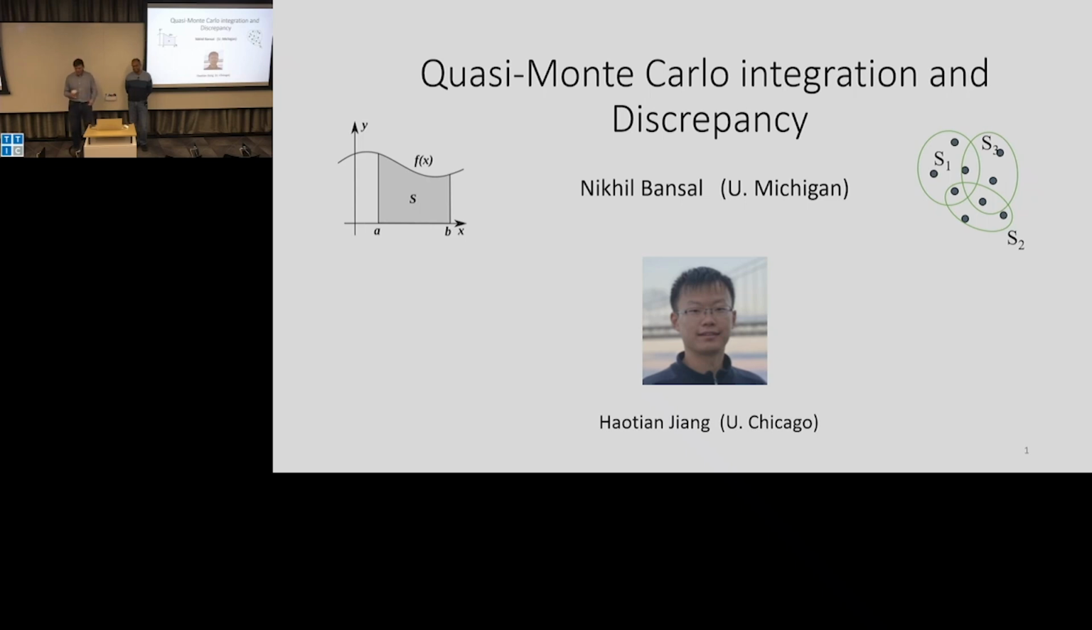So then he went to IBM and became manager of the algorithms group at IBM Watson. And after that became a professor at TU Eindhoven. In 2021, he came back to the US, joining the University of Michigan. Nikhil's won a number of awards: Best Paper Award at FOCS, twice Best Paper Award at ESA, twice the IBM Pat Goldberg Research Award, and is a fellow of the ACM. And he's well known for his work in algorithms, combinatorial discrepancy, combinatorial optimization in general. And today he's going to talk about Quasi-Monte Carlo integration and discrepancy.